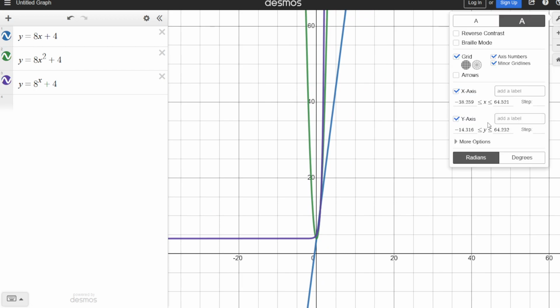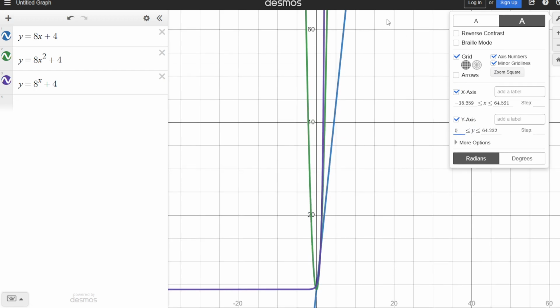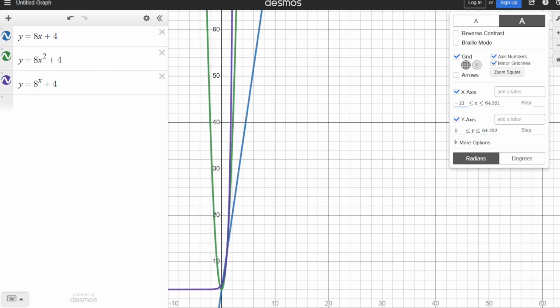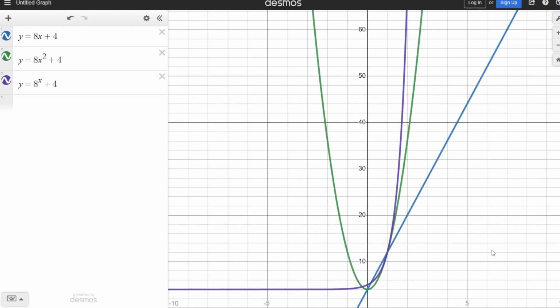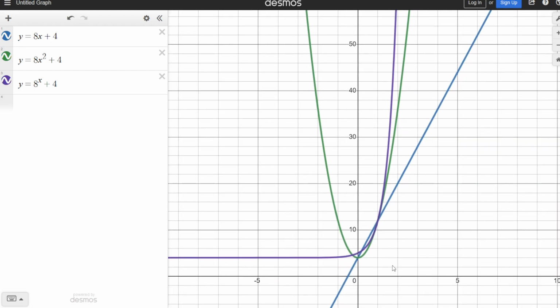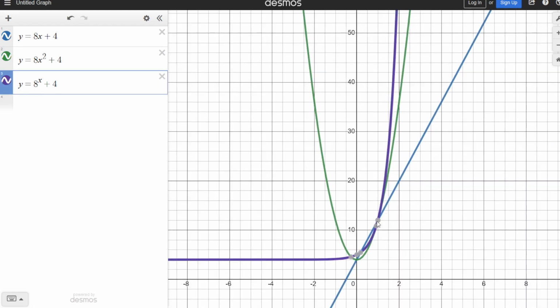So I'm going to adjust my window settings. I'm going to go from 0 on the y-axis, and we'll go from -10 on the x-axis to, I don't know, +10. Stretch it out a little bit. That looks nice. You can see right down here that these all kind of mumble together. The linear, because it has a constant slope, isn't starting at 0 like the quadratic is.